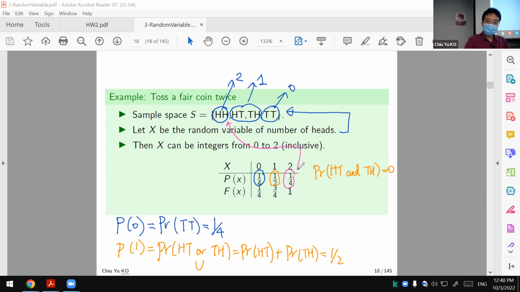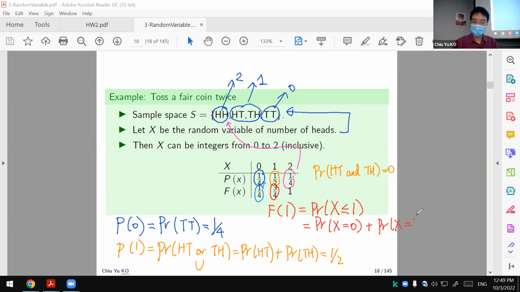Okay. So lastly, why is this 1/4 here? Because you just look at this number and go back, you don't have anything, so that's why it's 1/4, right? And you may ask why this is 3/4. Just go up and go back. So I just write for this one F of 1, right? By definition, it's actually X less than or equal to 1, and you only have two outcomes, so just basically X equal to 0 plus X equal to 1, okay?